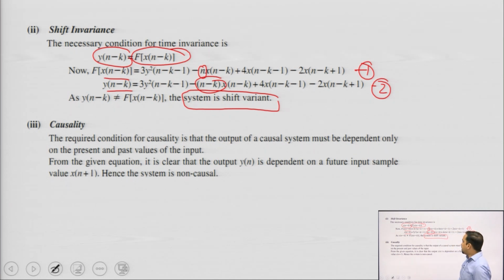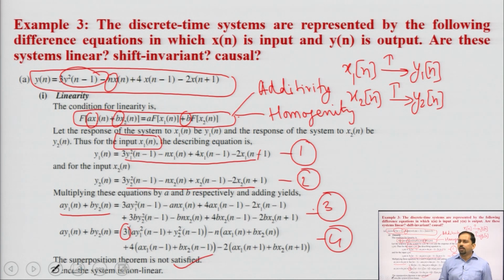Now, the next step is to check the causality of the system. So, clearly the causality is very easy. We can see here that the present output y[n] is depending upon y[n-1], which is a past value. Here also x[n], which is the present value of input, x[n-1], which is a past value of input, and this is x[n+1], which is definitely a future value of input.